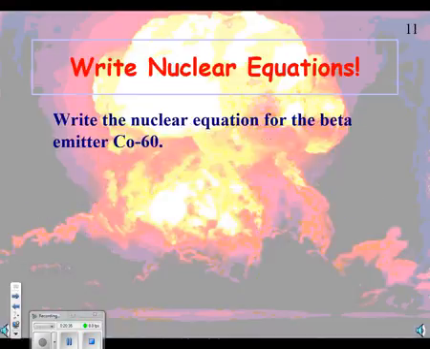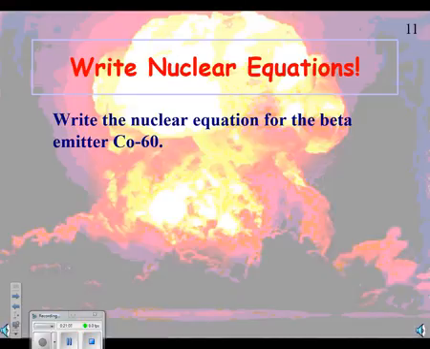Okay, we got another one. This time they gave it to you in words. So read what it said. I want you to write the whole thing. So on this one, write the nuclear equation for the beta emitter. What side's beta going to go on? Product side. Emitter means I'm going to give it off. For cobalt 60, which side does cobalt 60 go on? Reactant side. Okay, so write cobalt 60, that's the top number.